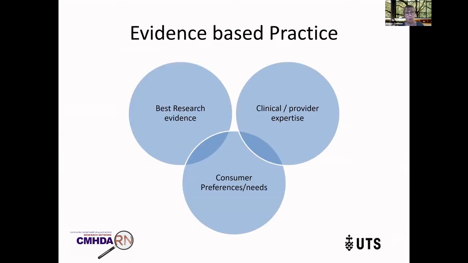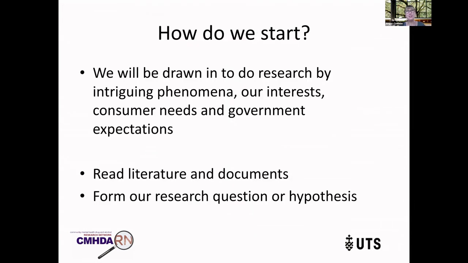Now, of course, we're doing research because we want to ensure that the practice we're doing in mental health and drug and alcohol is evidence-based. So we need to align the best practice research evidence with consumer preferences and needs, and of course our clinical or provider expertise. So we need to keep that front and foremost. Now, where do we start? Of course, we're going to be drawn in by lots of intriguing phenomena, things that we're passionate about, our interests. But we're also going to be doing research to respond to consumer needs and to government expectations.